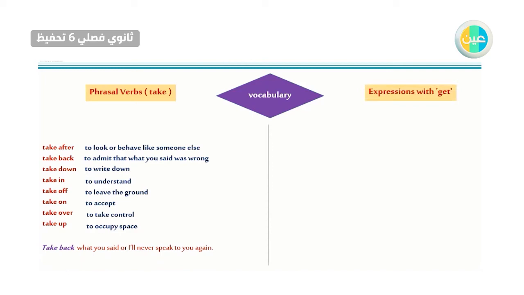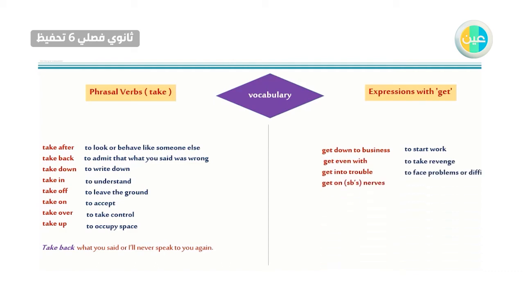Let's talk now about expressions with get. Get down to business means to start work. Get even with means to take revenge. Get into trouble means to face problems or difficulties. Get on somebody's nerves means to annoy. Get the better of means to defeat. Get the sack means to lose one's job.